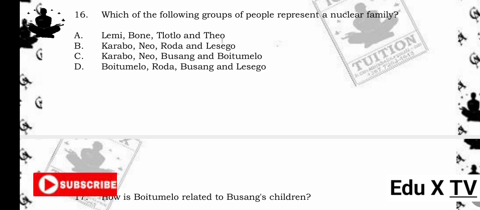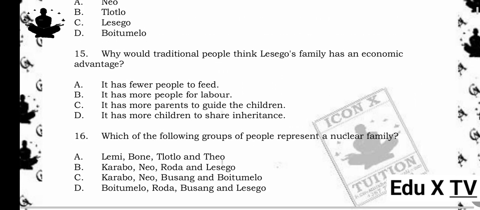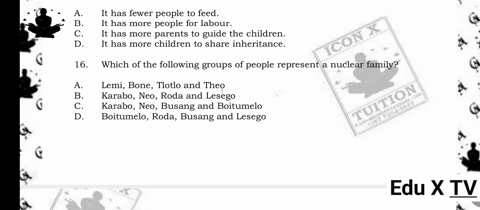A. Lemmy, Bone, Tilotlo and Theo. B. Karabo, Neo, Rhoda and Lesego. C. Karabo, Neo, Busong and Butimelo. D. Butimelo, Rhoda, Busong and Lesego. The answer is A. Lemmy, Bone, Tilotlo and Theo.